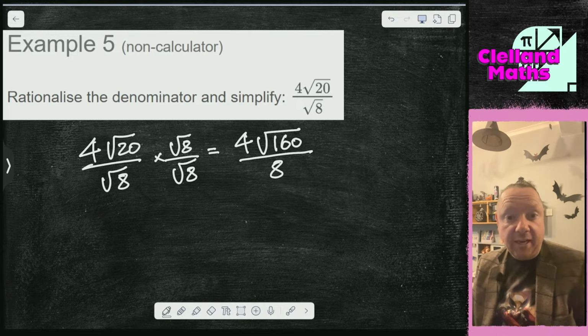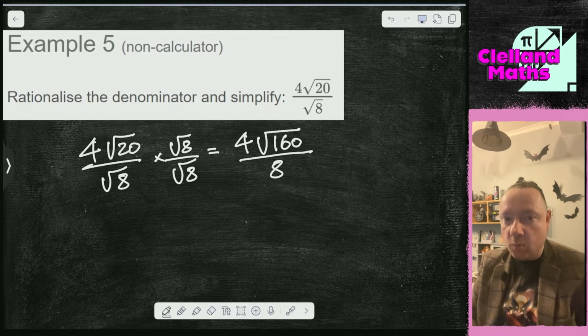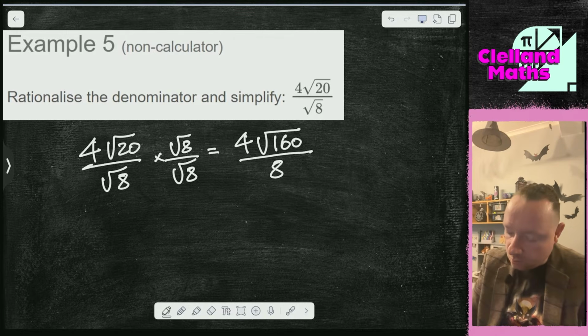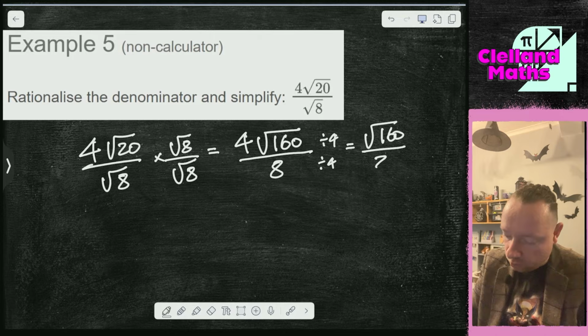So now there's a bit of simplification to do. The 4 and the 8 go together because they are not in the square root, they're just numbers. Do not try and do 160 divided by 8 because that's not 160, that's root 160, a different number. So dividing the top and bottom by 4 to start with, that gives me 1 root 160 over, well, 2. But now I need to do root 160.